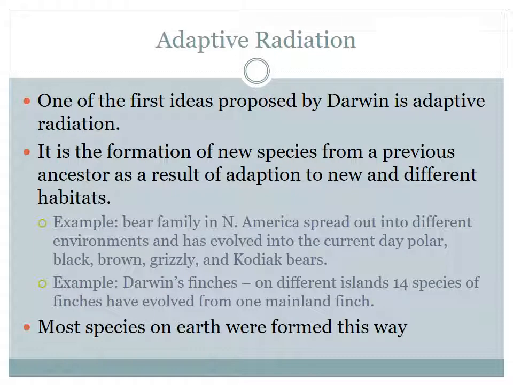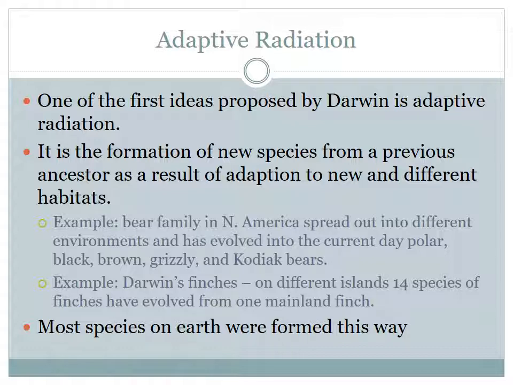All right, so adaptive radiation. One of the first ideas proposed by Darwin is adaptive radiation. It's the formation of a new species from a previous ancestor as a result of adaptation to new and different habitats. So for some examples, all the bears in North America had a common ancestor, but because they spread out and they changed over time, we now have polar bears and black bears and brown bears and grizzly bears and Kodiak bears. They all shared a common ancestor back in the day, but now we have different species. So that's an example of adaptive radiation.